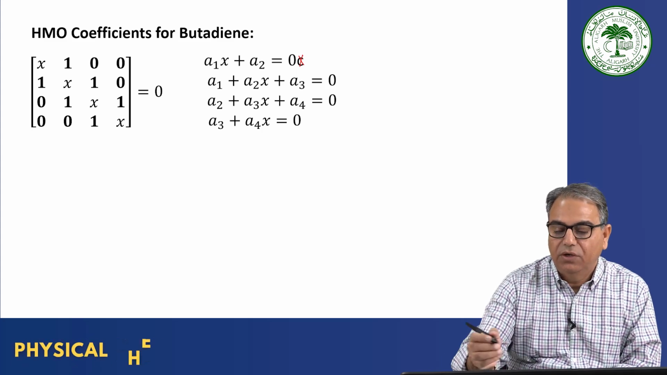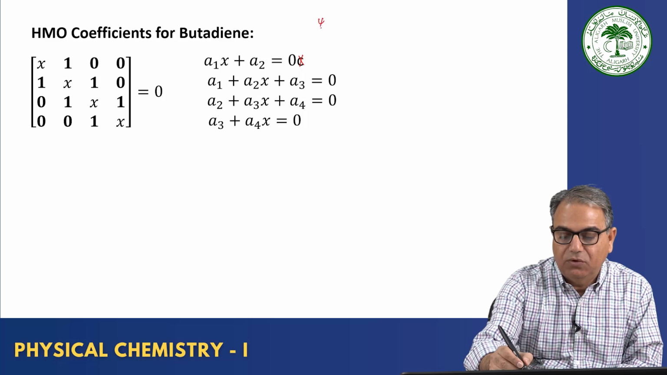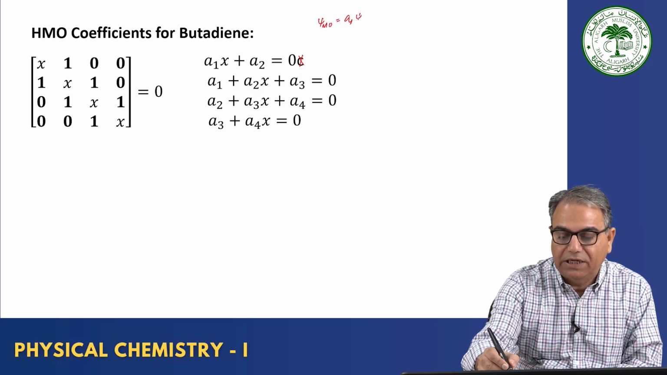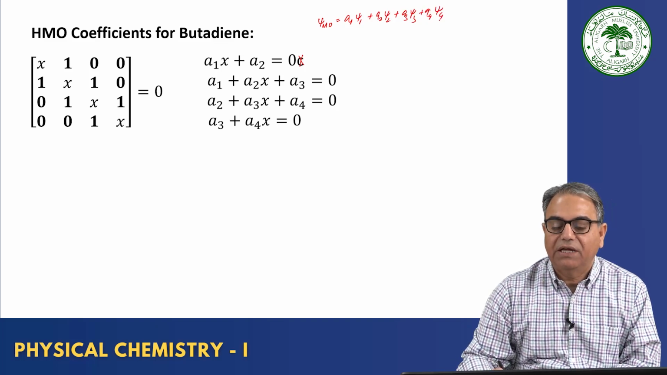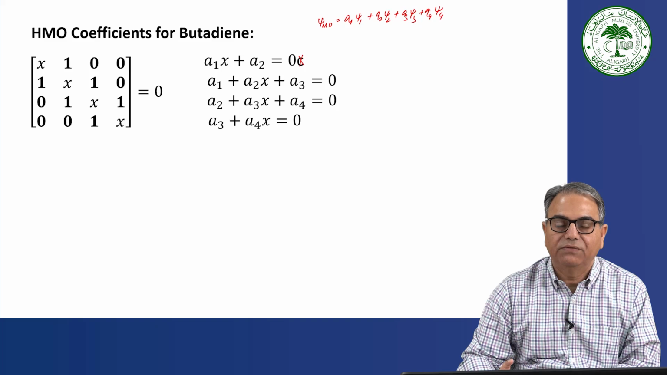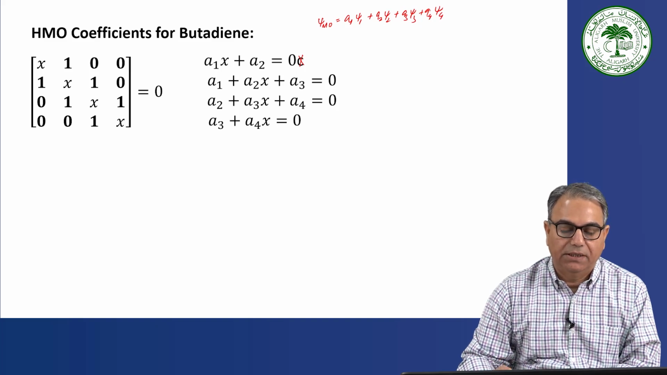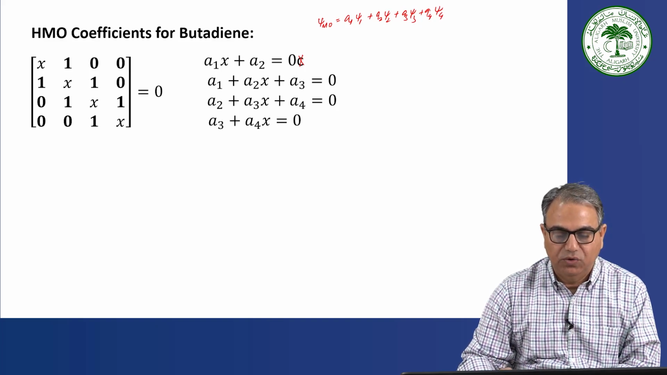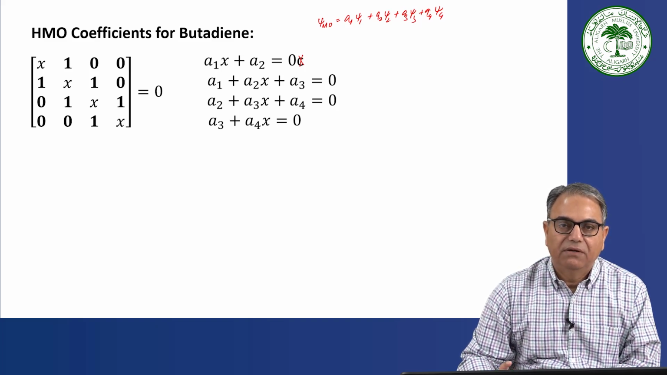What you need to know is that our psi MO, which we ultimately have to write, is a1 psi 1 plus a2 psi 2 plus a3 psi 3 plus a4 psi 4, where psi 1, psi 2, psi 3, psi 4 are the wave functions for the 2pz orbitals, because you have sp2 hybridization for the butadiene system, and each of these carbon atoms has one pz orbital.